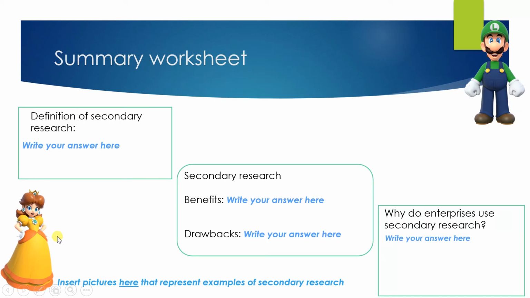When thinking about secondary research, for the benefits, think about how much it costs to get secondary research in comparison to primary research. And for the drawbacks, think about things like how old the research might be, who wrote the research, where you could find the research from, and those kinds of things.